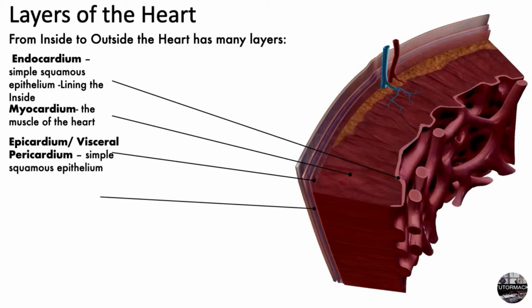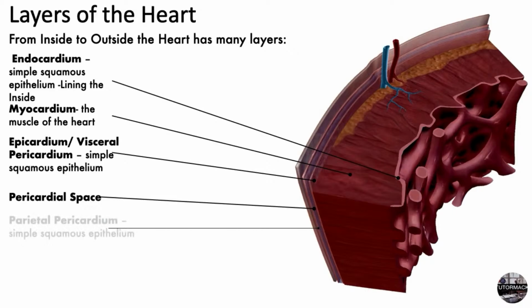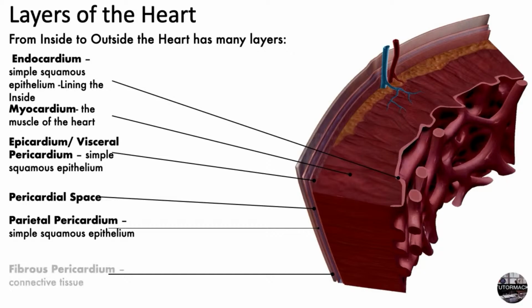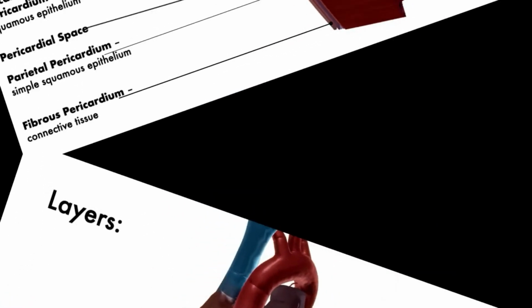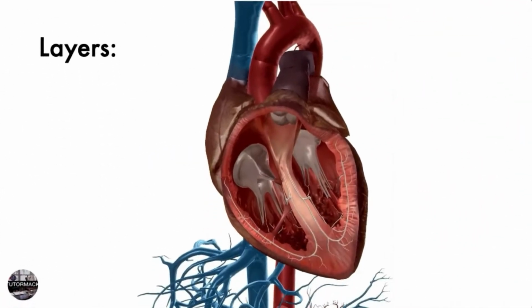What about this one? Space. Pericardial space. Right on. Here. Yes, parietal pericardium, simple squamous epithelium. And finally, what do we got here? Good. Fibrous pericardium, connective tissue.